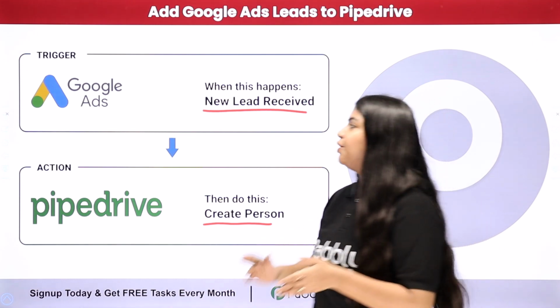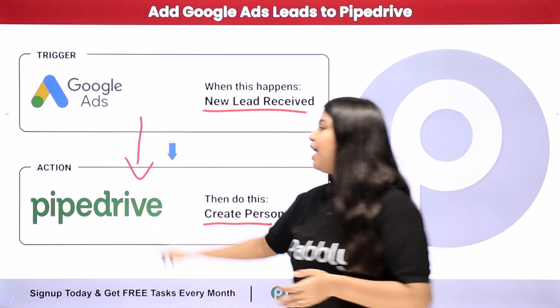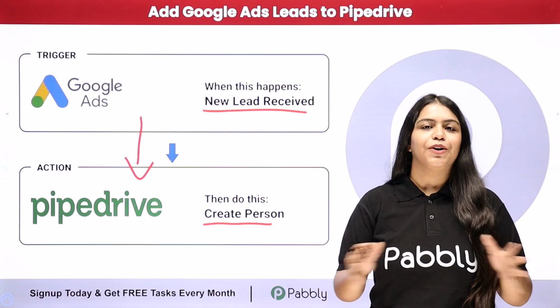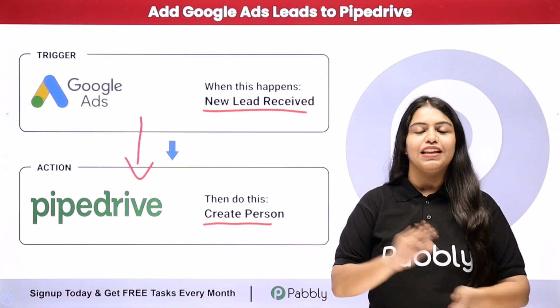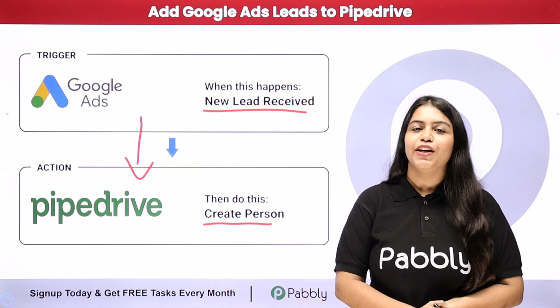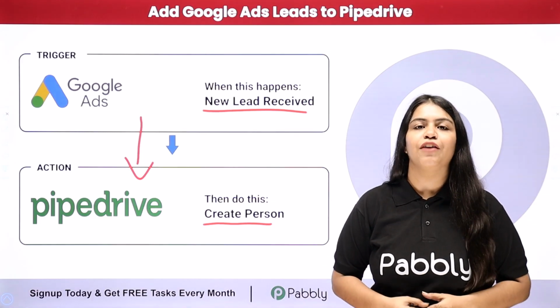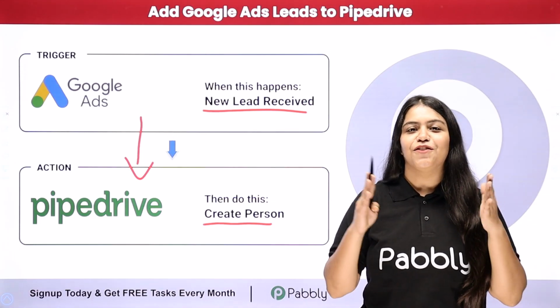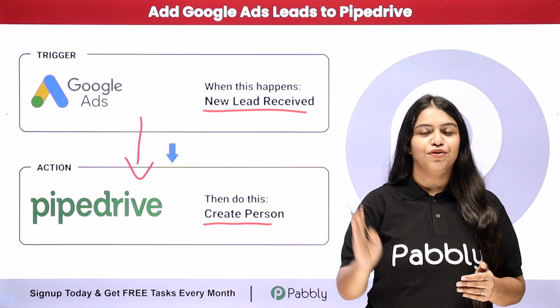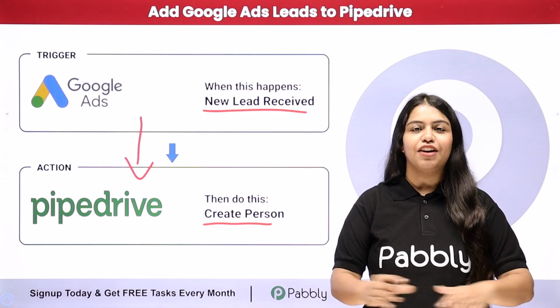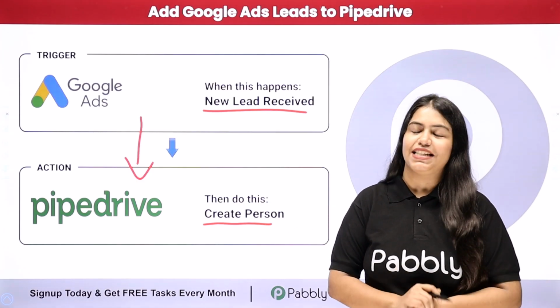To do this, we are going to create a connection between Google Ads and Pipedrive. And we are going to create this connection without knowing any programming or coding language using an amazing automation software, which is Pabbly Connect. So if you also want to create this amazing automation for your own business, you have to come with me towards my screen.